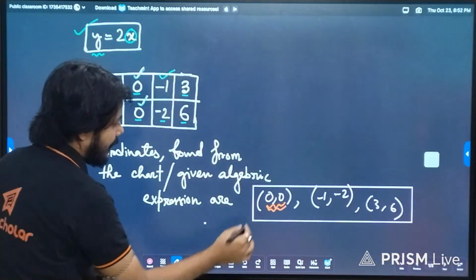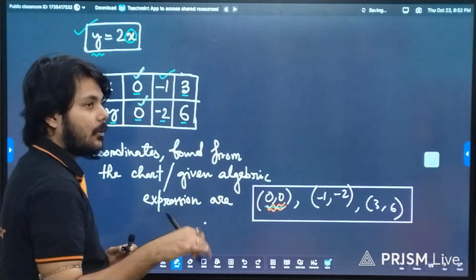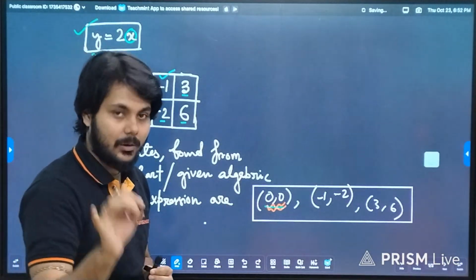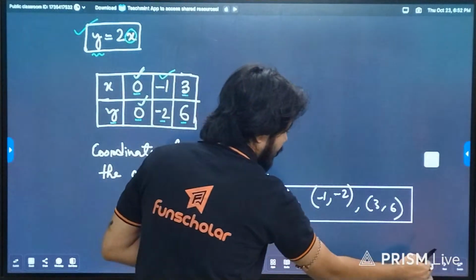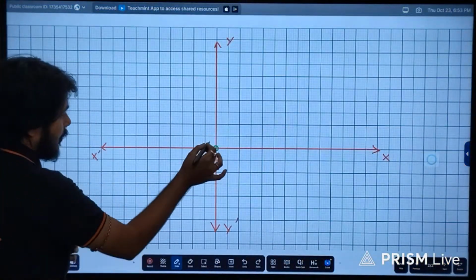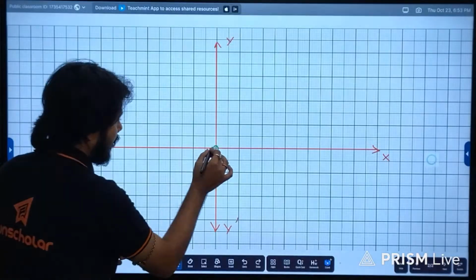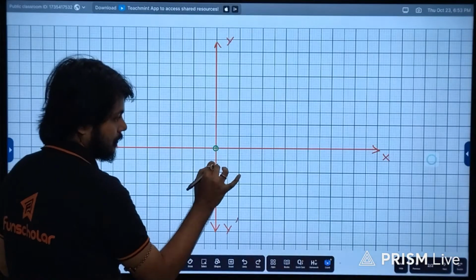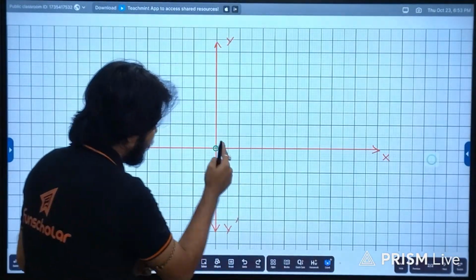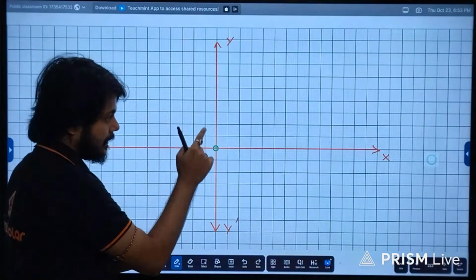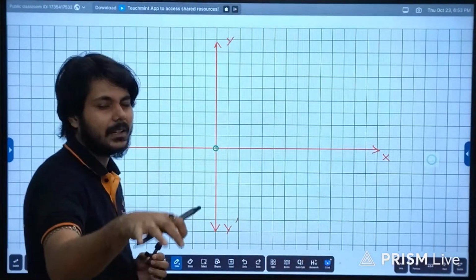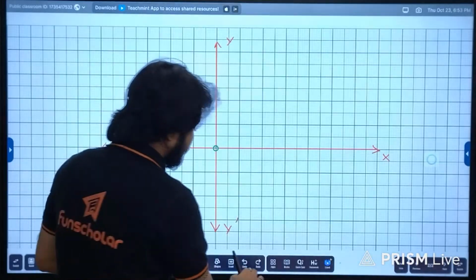See, the first point was 0 comma 0, and we all know that this is the origin. Then we will simply point the origin. This is the origin, that is 0 comma 0. Okay, you need to write the coordinates also in this Cartesian plane, on the graph that will be provided to you.